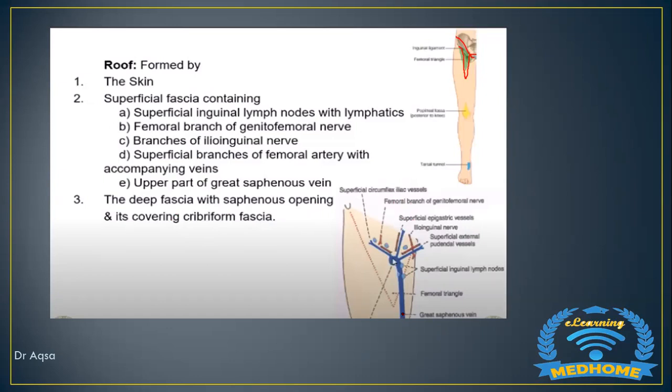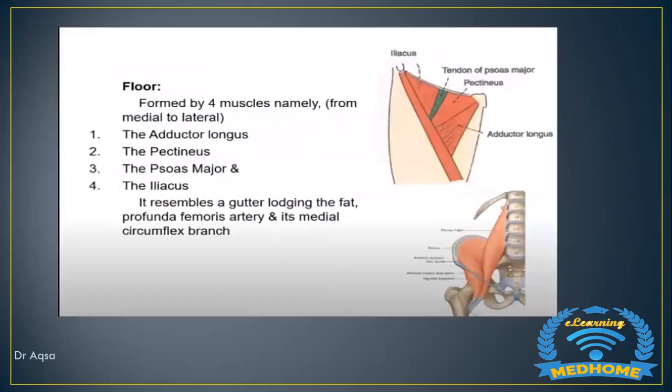And this is the great saphenous vein. And the upper part of this great saphenous vein is the content of the roof of the femoral triangle.